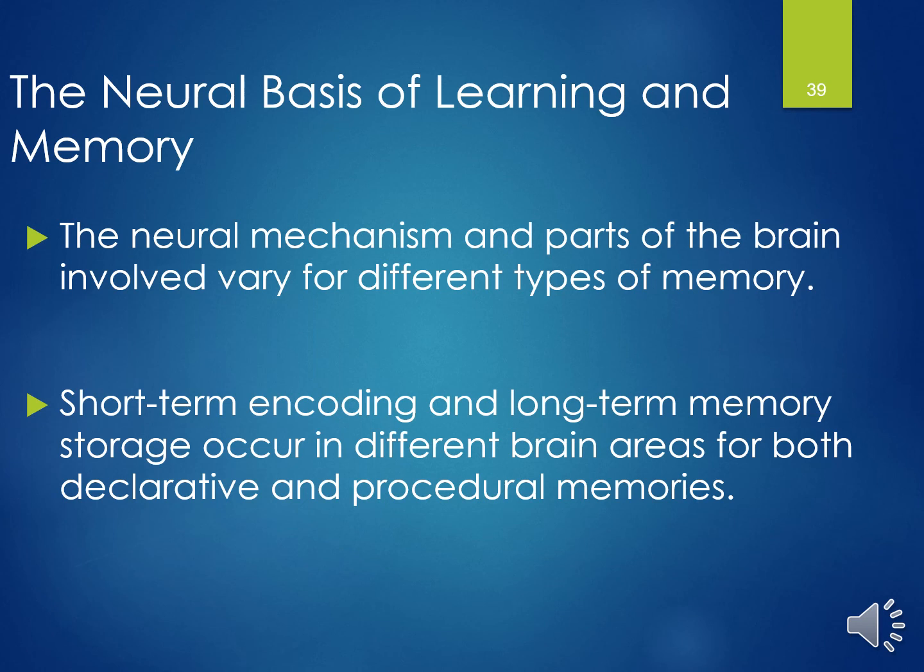In terms of neural basis of learning and memory, the neural mechanism and parts of the brain involved vary for different types of memory. So again, this has to do with not only the procedural and declarative memory, but also short and long-term memory. So short-term encoding and long-term memory storage occur in different areas of the brain. Again, like we mentioned, for declarative and procedural memories both.